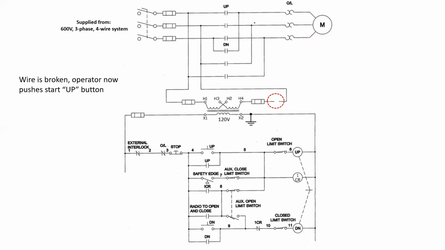If the wire is broken in this location and the operator presses the up button, it means that we will have 0 happening in the system. Oh, you know what? I should go back a moment. Let's go back to this one. Wire is broken. Operator now pushes start up button. I wasn't even reading what I typed.